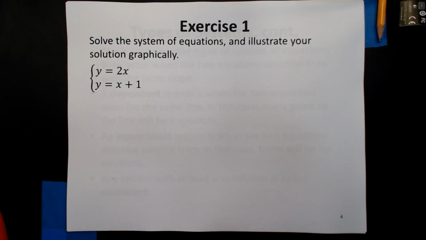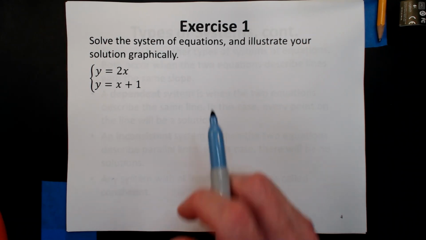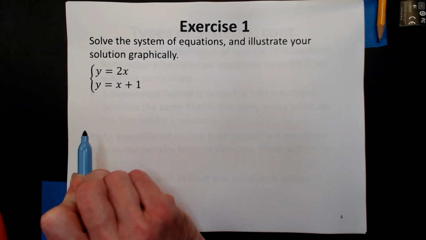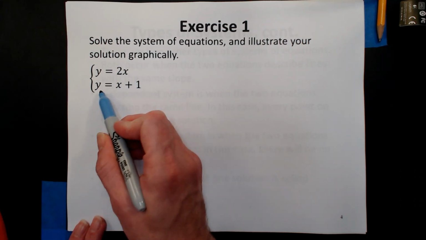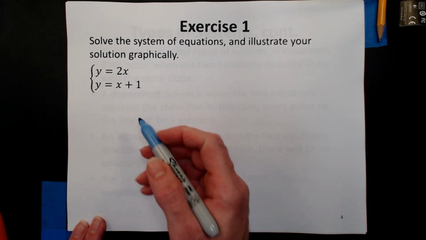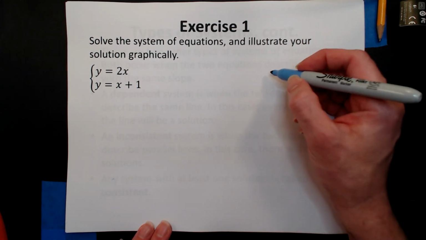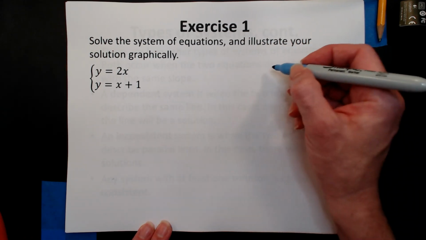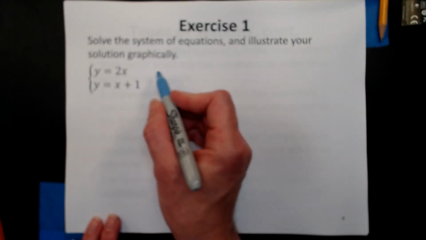To solve the system of equations, illustrate your solution graphically. So here we have y equals 2x and y equals x plus 1. So we can graph this. We can solve it first, or we can graph it. Either way is fine. I'm going to solve it first.